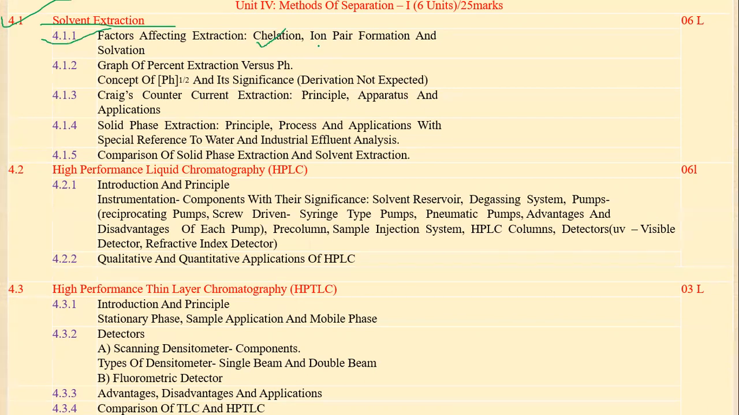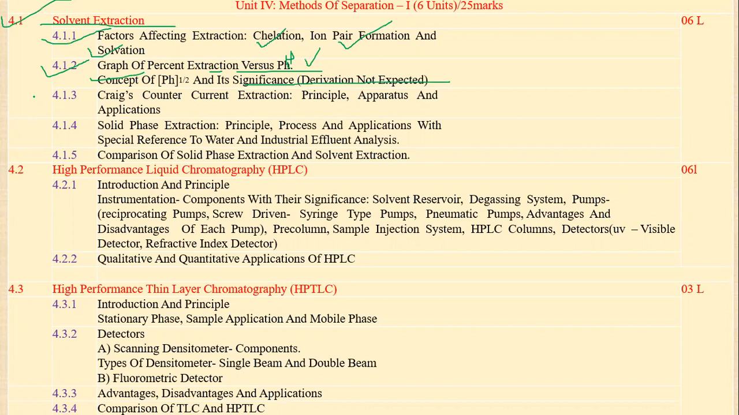Already we have seen what is included in the syllabus, but again I'm trying to remind you what concepts are included under this topic. Then after that, ion pair formation, and third is solvation. After that, we are going to see the graph of percent extraction versus pH. Then the concept of pH 1 by 2 and its significance.